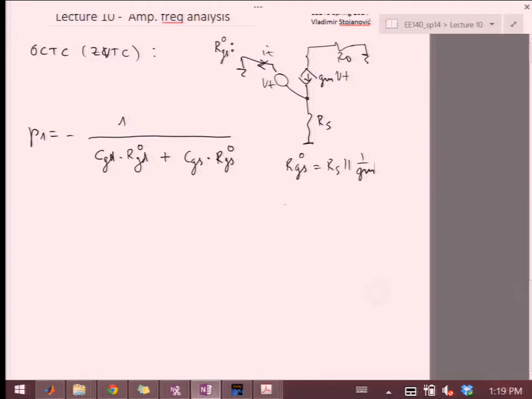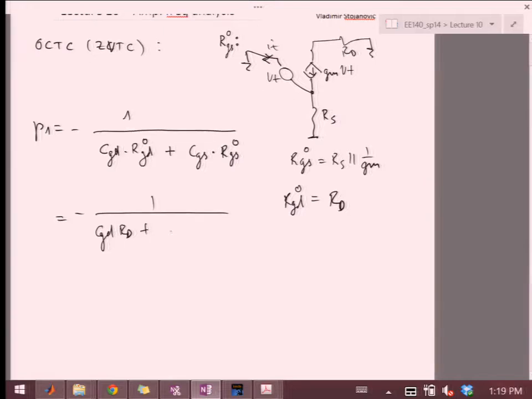And then RGD is simpler. RGD would really be what this capacitor sees, but that's only RD. So your pole would be minus 1 over CGD RD plus CGS times RS in parallel with 1 over GM.